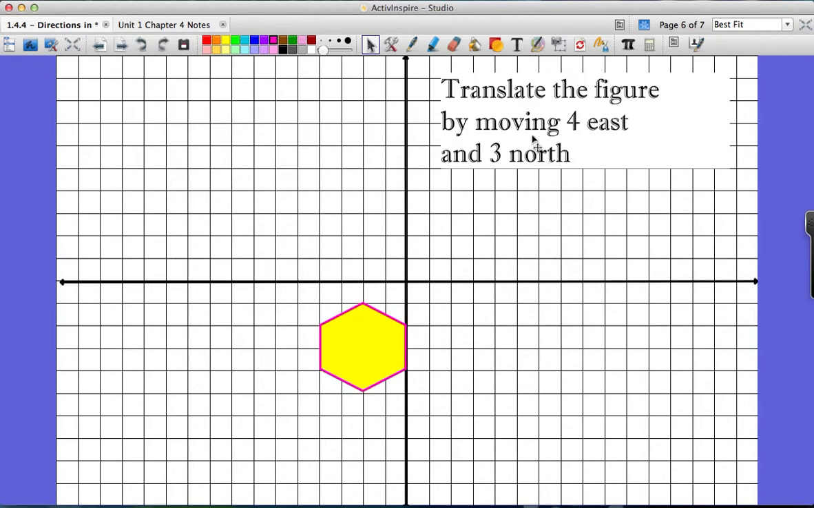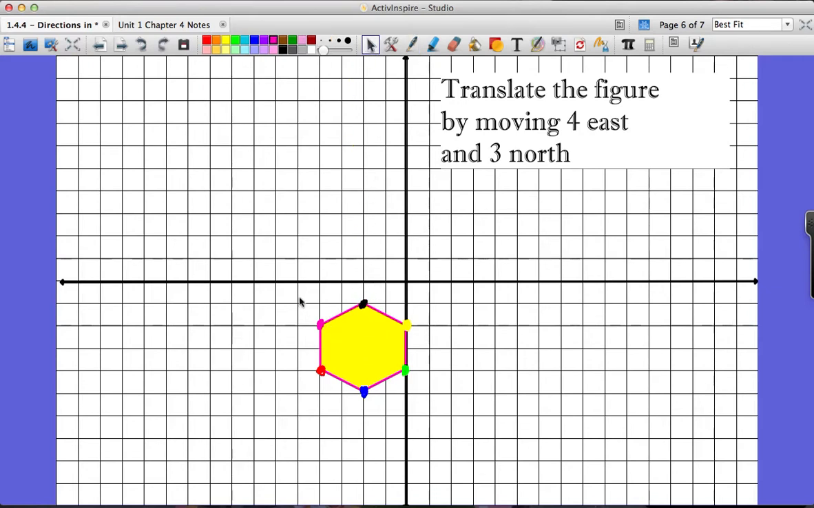All right, so I want you to try and translate the figure by moving 4 east and 3 north. Now remember, you have several different points here. You have 1, 2, 3, 4, 5, and 6. All right, so I want you to try moving these on your own, and when you come back, we'll go over your answers.